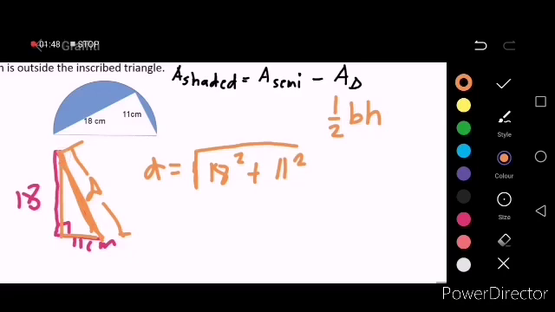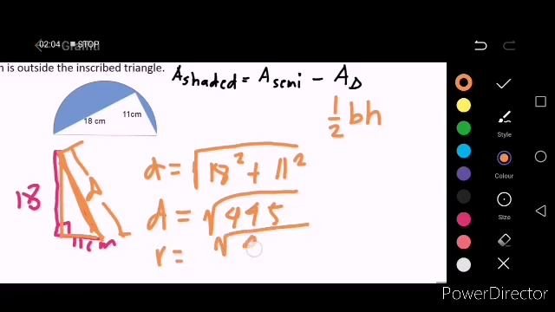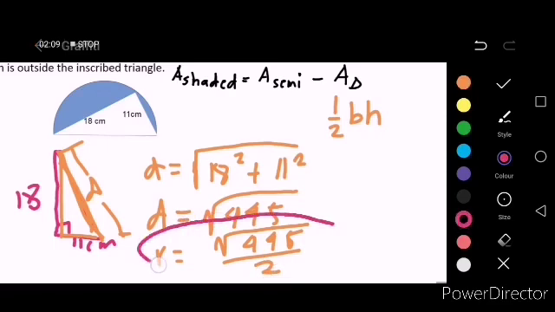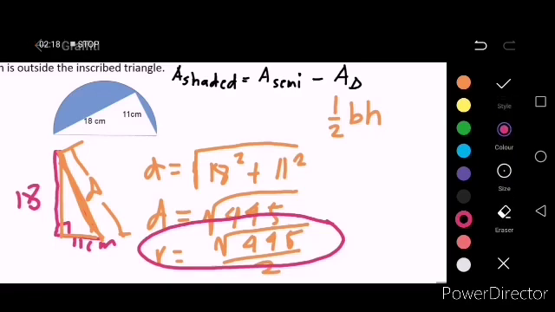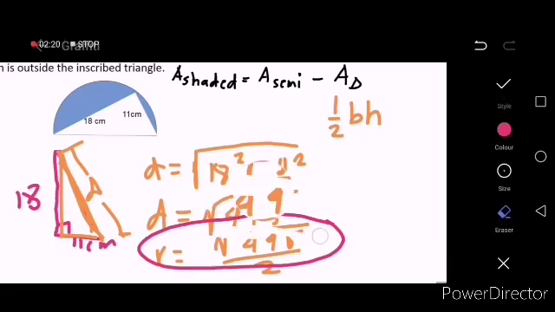Tama? So, the diameter, in this case, by using your calculator, will give you square root of 445. Tama? Pero hindi yan yung radius because you need to divide it by 2 so that the radius will now become square root of 445 divided by 2. So this is the radius that we're going to use to solve for the area of the shaded region. So ganun lang ang gagawin natin. Okay? Very easy, di ba? Well, easy kapag naisip nyo lahat yon.